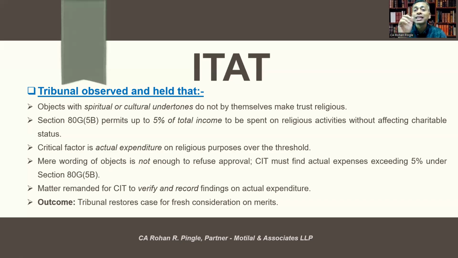undertones do not by themselves make trust religious. Section 80G 5B permits up to 5% of total income to be spent on religious activities without affecting charitable status. Critical factor is what actual expenditure is on religious purposes over the threshold. Mere wording of object is not enough to refuse the approval. So the approval must be given.